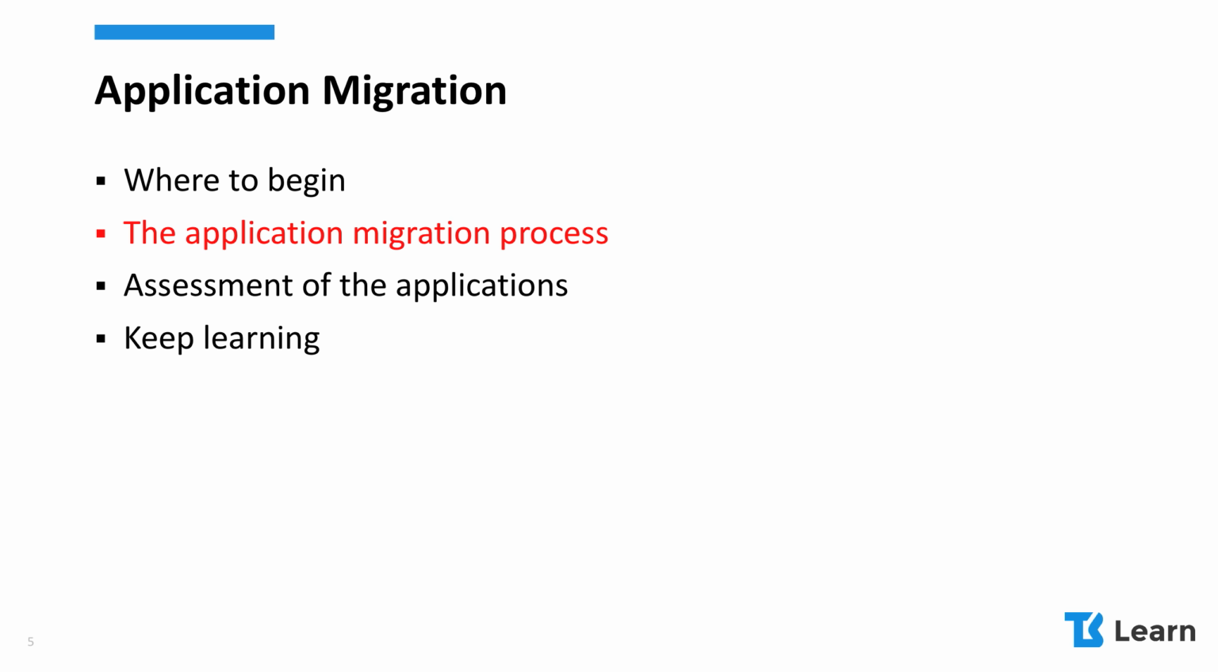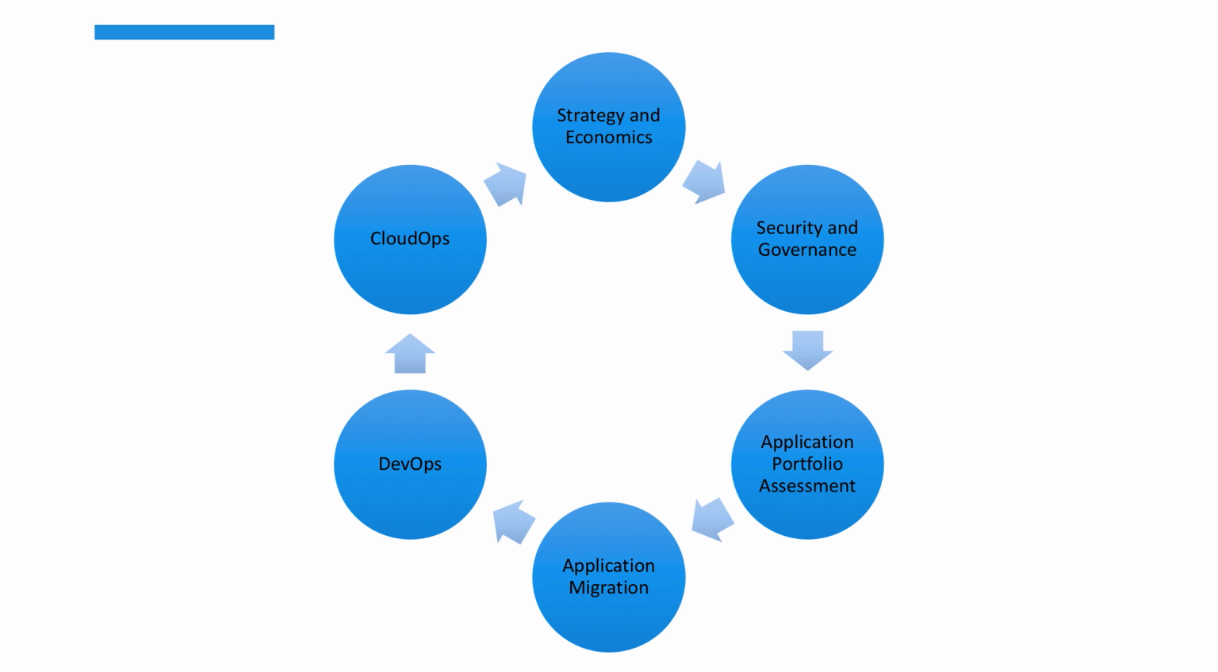The application migration process. So starting from the top, we do strategy and economics in terms of what we're doing and the reason why we're doing it. One of the things that we need to ask ourselves as we're moving into any application migration project is why we're doing it and the value that it's going to bring to the business. Next, security and governance. We need to figure out our security and governance requirements, how that stuff kind of fits together. Application portfolio assessment, which we discussed in the previous slide.